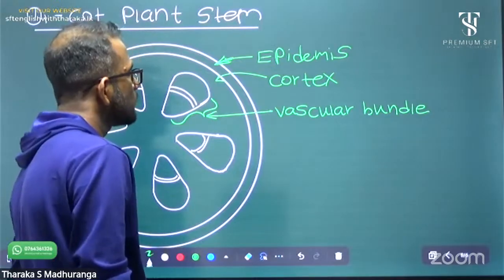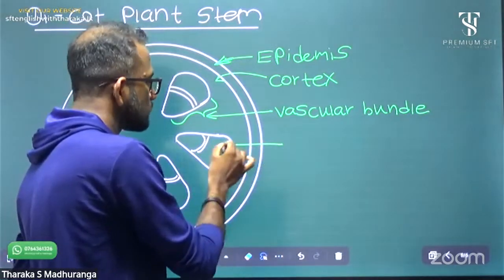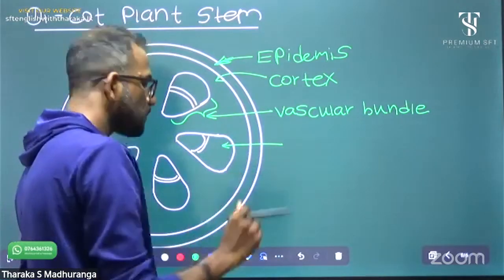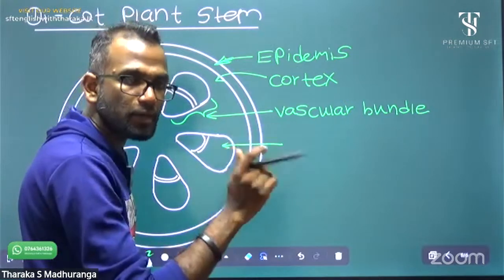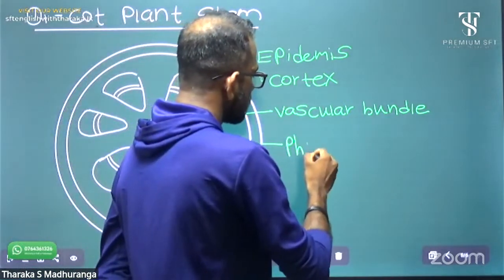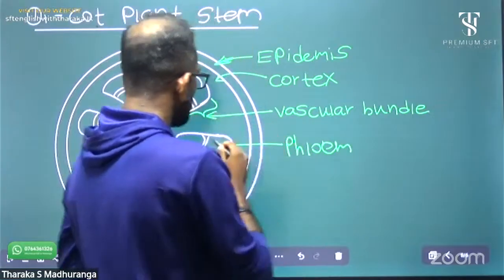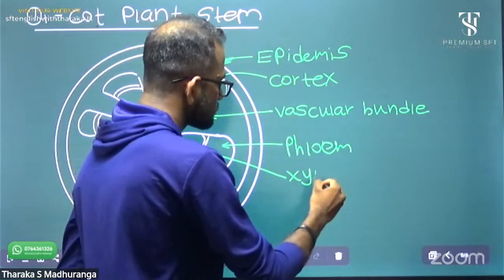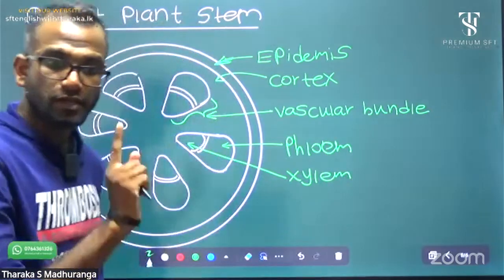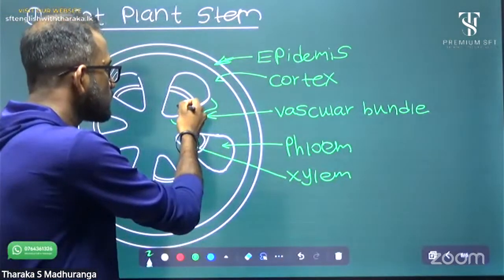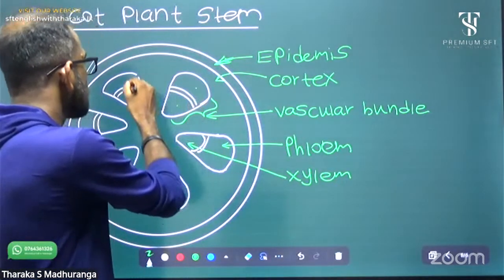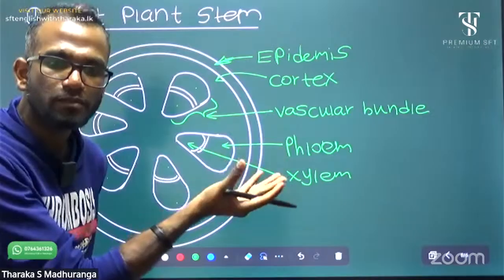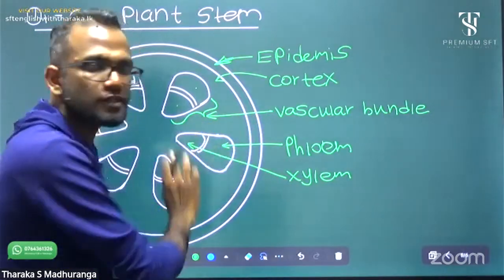In this vascular bundle, the outside part is the phloem. I told you, always the outside tissue is phloem. The inside part is the xylem. Xylem, phloem, xylem, phloem. Clear? Outside one is phloem. Inside this cone shaped part is xylem.